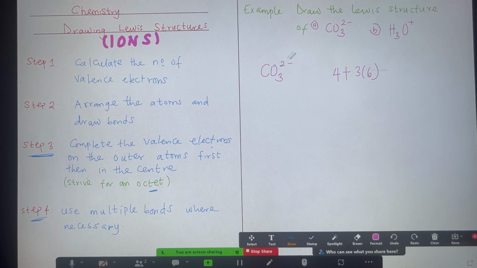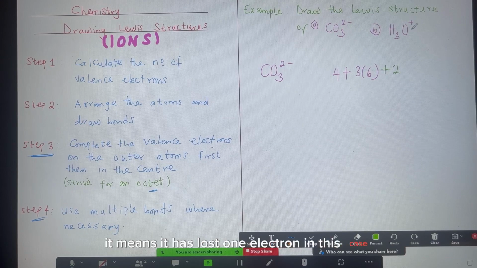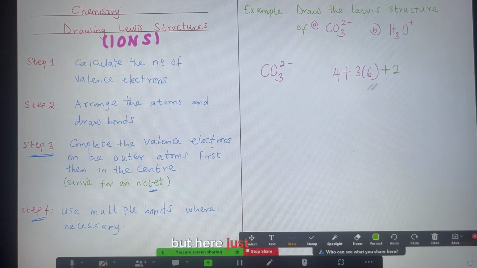and then this 2- here means that it has gained an extra 2 electrons, so that means we have to add an extra 2 to this. If it's positive, it means it has lost 1 electron, but here it has gained 2. So sum this up, this is 18 plus 2, that's 20, and this is 24. So that gives us a total of 24.